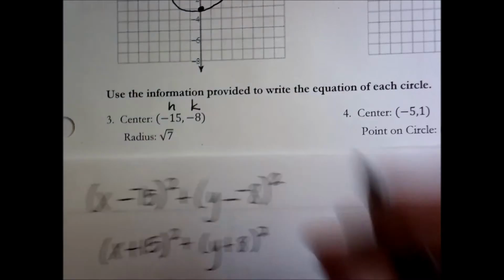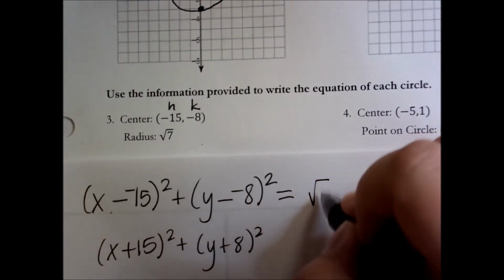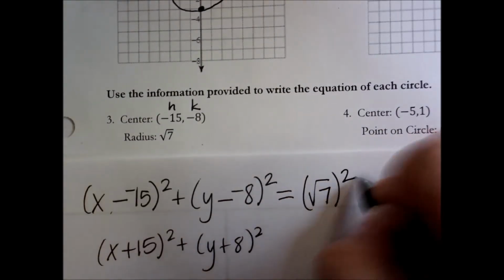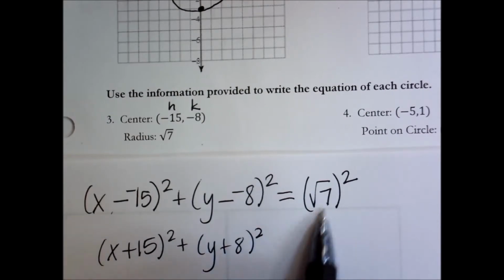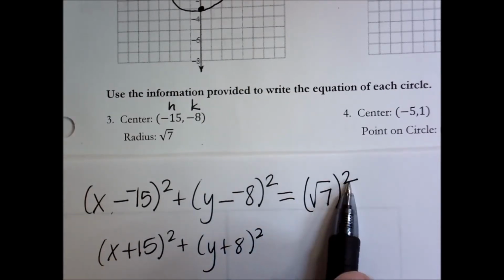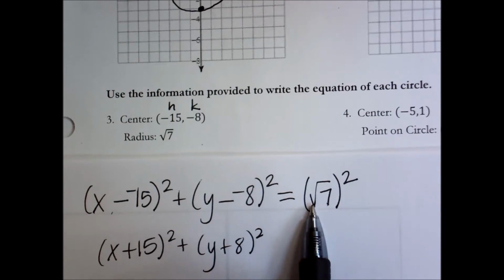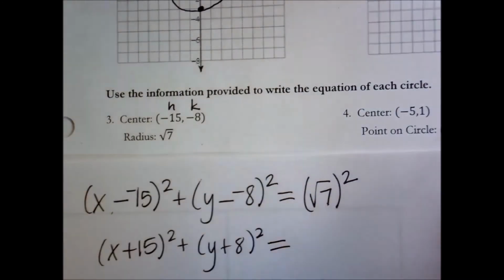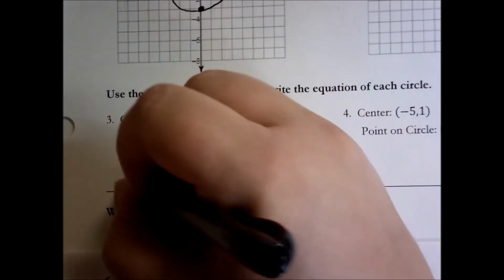Now, if the radius is square root of 7, that means I'm plugging that in and squaring it. R squared means square root of 7 squared. Well, if you square a square root, that basically just lifts off the square root. It's like doing two opposite things to something. All right? And I get 7. So in the equation, it'll just say 7. So that's my answer.